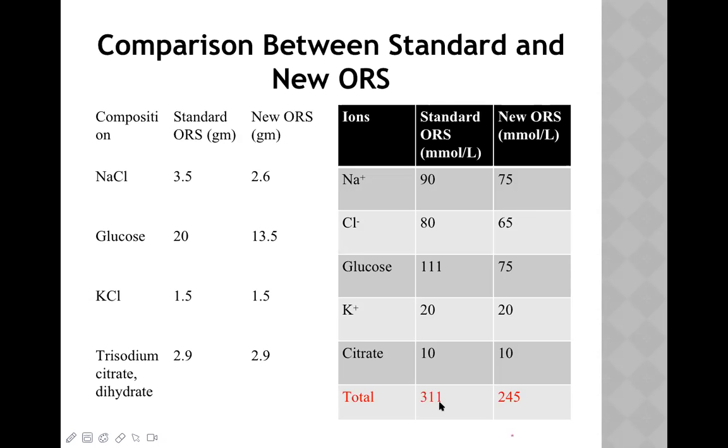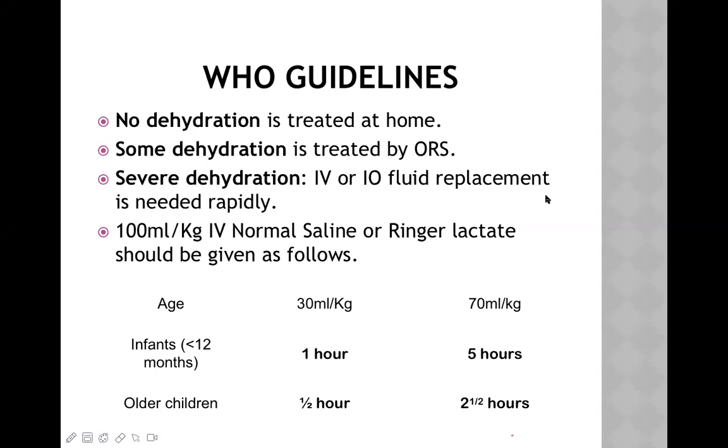Earlier it was 311. Now another question: what is the role of glucose here? Why is glucose used as one of the constituents of ORS? Remember, whenever glucose diffuses into the cells, it always carries sodium along with it, and from the intestine, when that ORS is getting absorbed, glucose will draw sodium along with it. So that's why glucose is always mixed in the ORS.